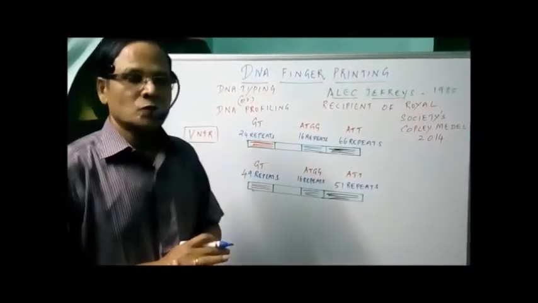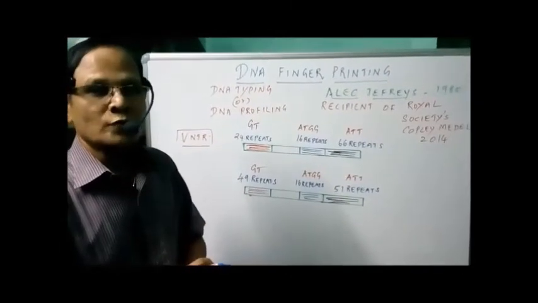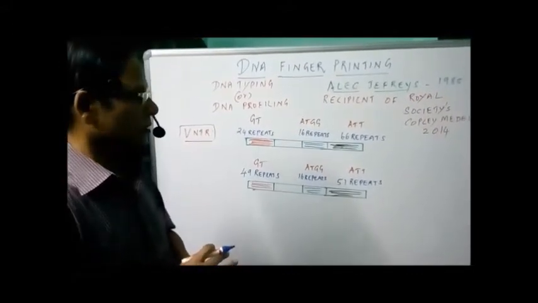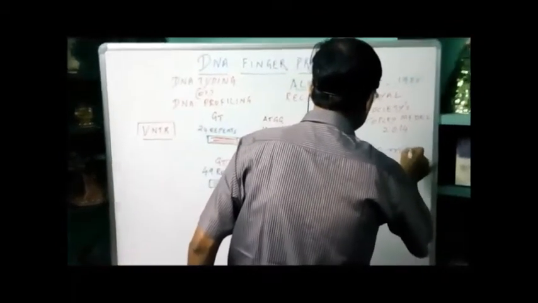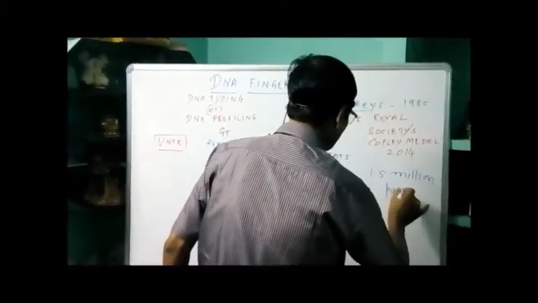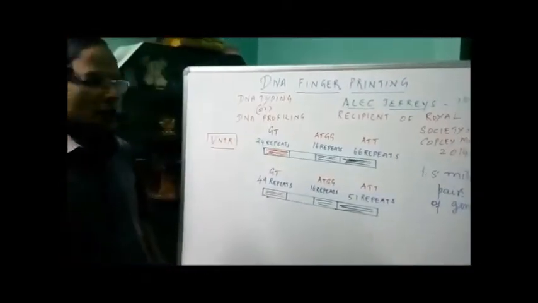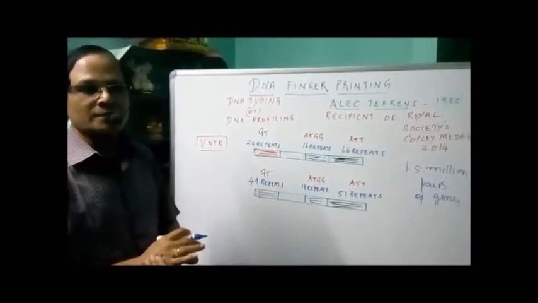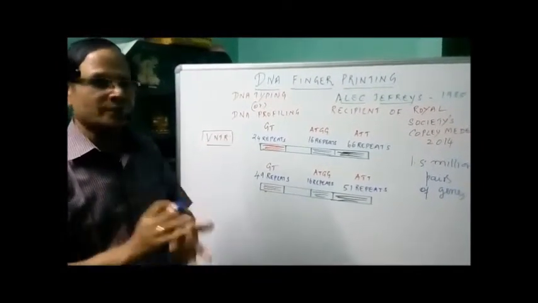We have 23 pairs of chromosomes and nearly 1.5 million pairs of genes. As per the calculation, there are 1.5 million pairs of genes in these 23 pairs of chromosomes. You know the meaning of a gene. A gene is nothing but a segment of DNA that differs in nucleotide sequences from one individual to another.